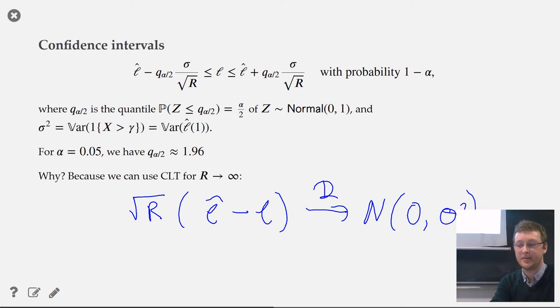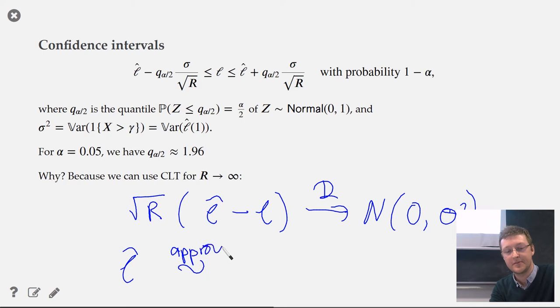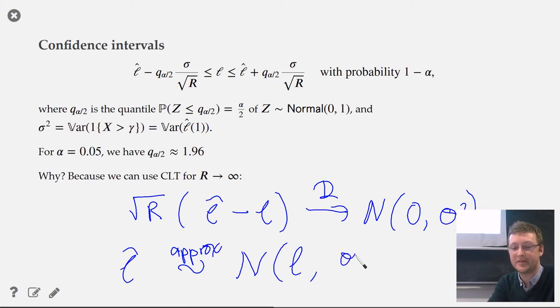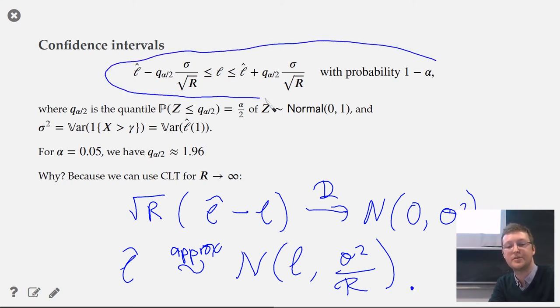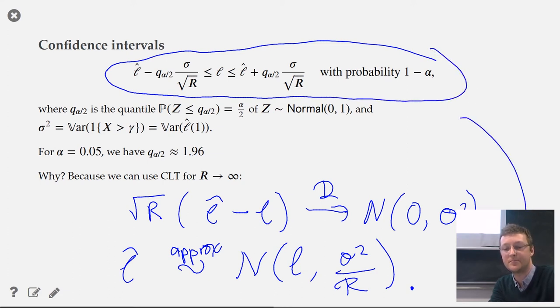So therefore you can rearrange this and say that the estimator itself is approximately distributed as a normal random variable with mean, the true value, and with variance sigma squared divided by R. And that's where these approximate confidence intervals come from, that result.